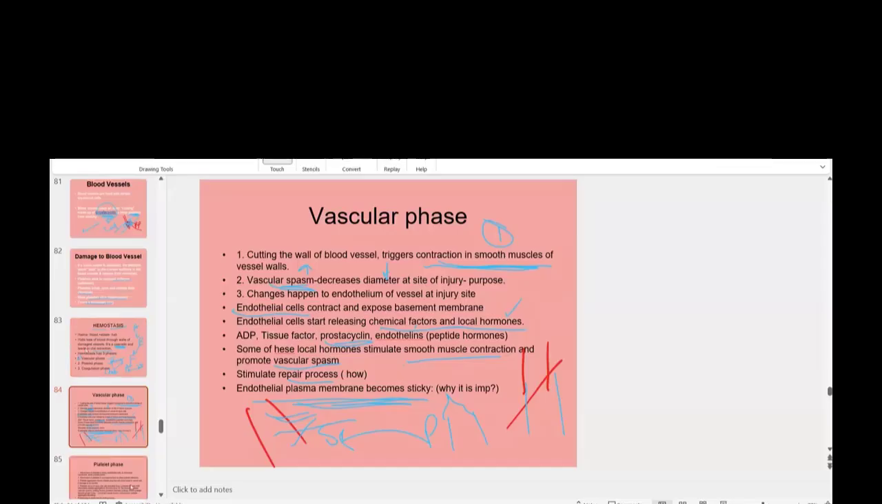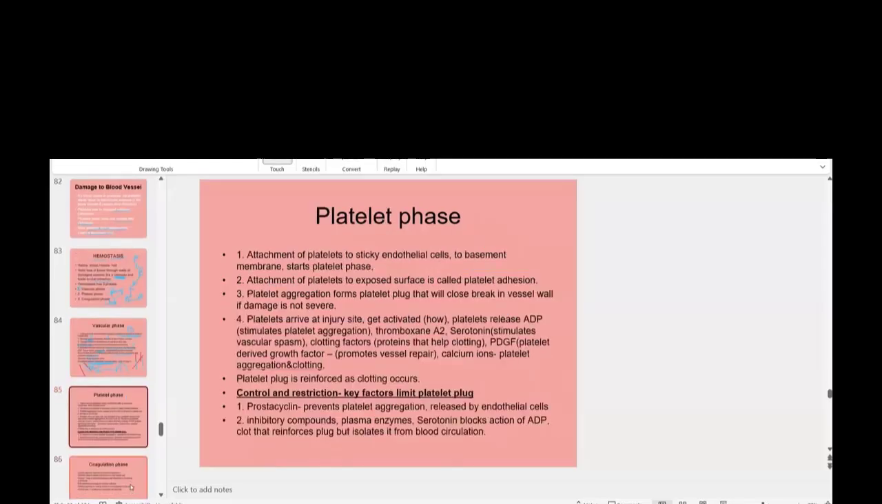Once that stickiness sets in, we can go into the platelet phase. As soon as the endothelial cells are welcoming the platelet cells, now you see attachment of platelets to sticky endothelial cells, to basement membrane, and it starts the platelet phase. So in the vascular phase, the endothelial cells and the plasma membrane make themselves welcoming so that platelets can come and stick to them and form an aggregation.